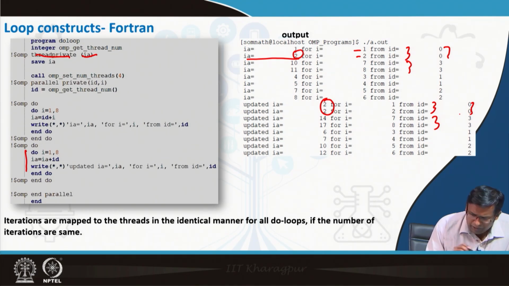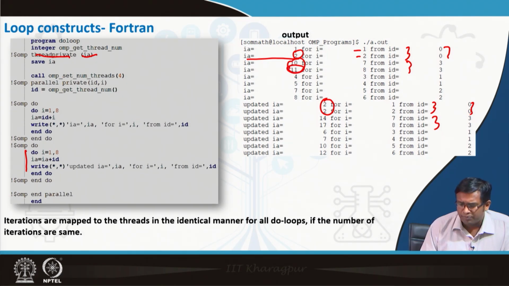For thread 3, IA was 10 and 11, so the last updated value was 11. This value 11 stays with thread 3. Now, at the next loop, thread 3 does IA is equal to IA plus ID. So, it is 11 plus 3, and again it adds another 3, because ID is 3 here: 11 plus 3 is 14, 14 plus 3 is 17.